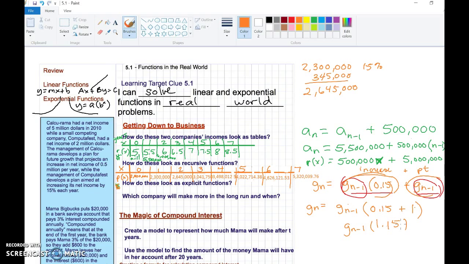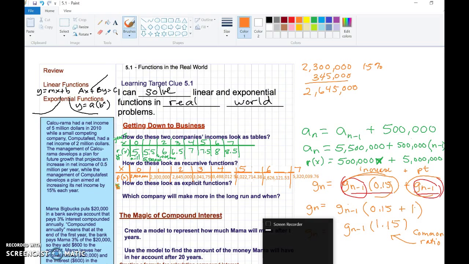Do you see what I'm saying? I'm not only taking the 15%, but I'm also taking the original amount. So it's the original amount and 15% gives me my new term. So my common ratio is 1.15, all right? That's my common ratio. So g sub n is my previous term, g sub n minus 1, times my common ratio, which is 1.15. That's my recursive.